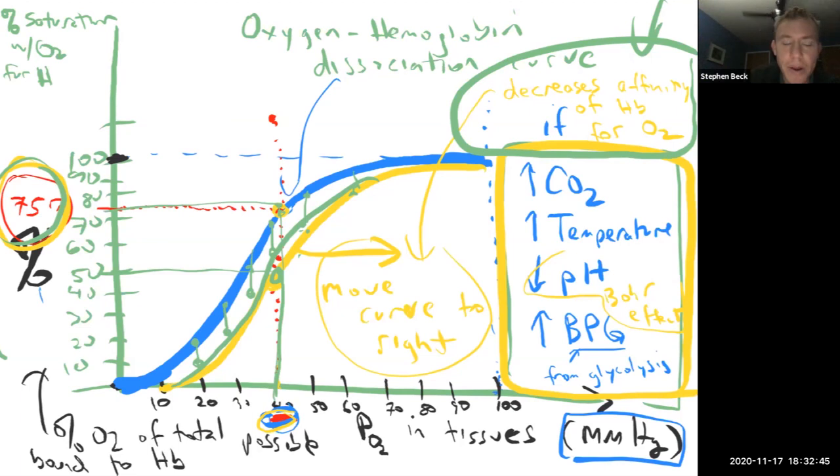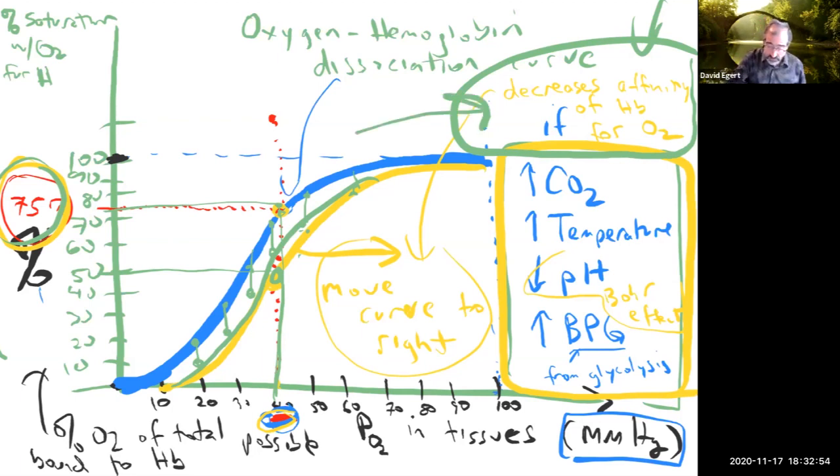Oh yeah, now I get it, okay. People often say it moves the graph to the right, but I think it's more intuitive to think it decreases hemoglobin's affinity for oxygen. It makes it easier for the blood to let go of the oxygen and deliver it into the tissues under the same conditions.